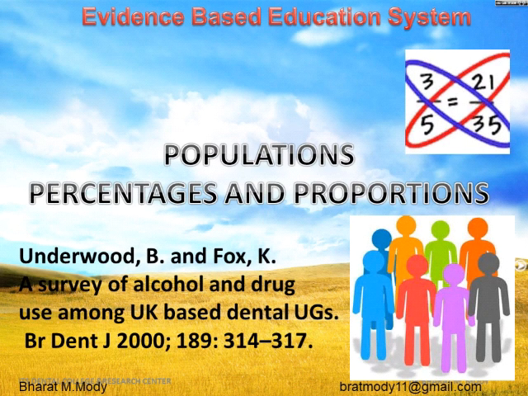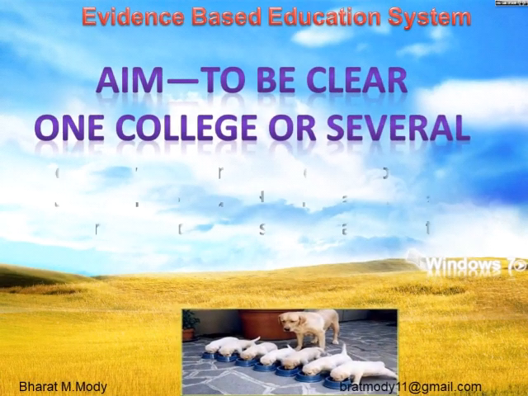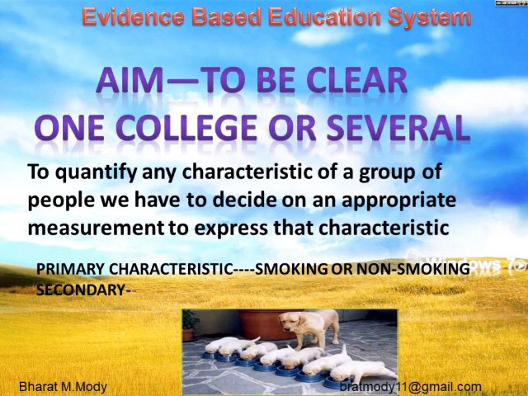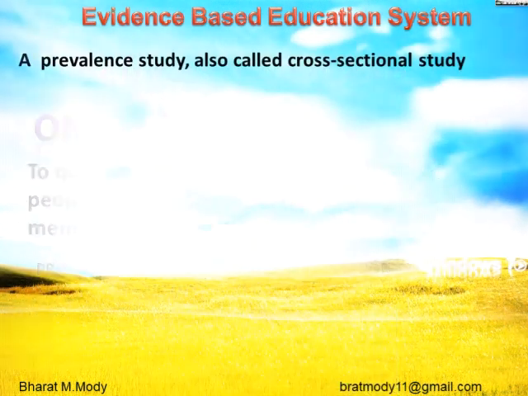the percentages and proportion. The article is by Underwood and Fox on alcohol and drug abuse among dental students, presented in the British Dental Journal. The aim was not very clear basically, because it didn't tell us whether it was all the dental students of that particular country, but ultimately we found that it was only one particular college. The primary characteristics were smoking and non-smoking, and the secondary was on alcohol and drug abuse, which was prevalent in the students in that institute.